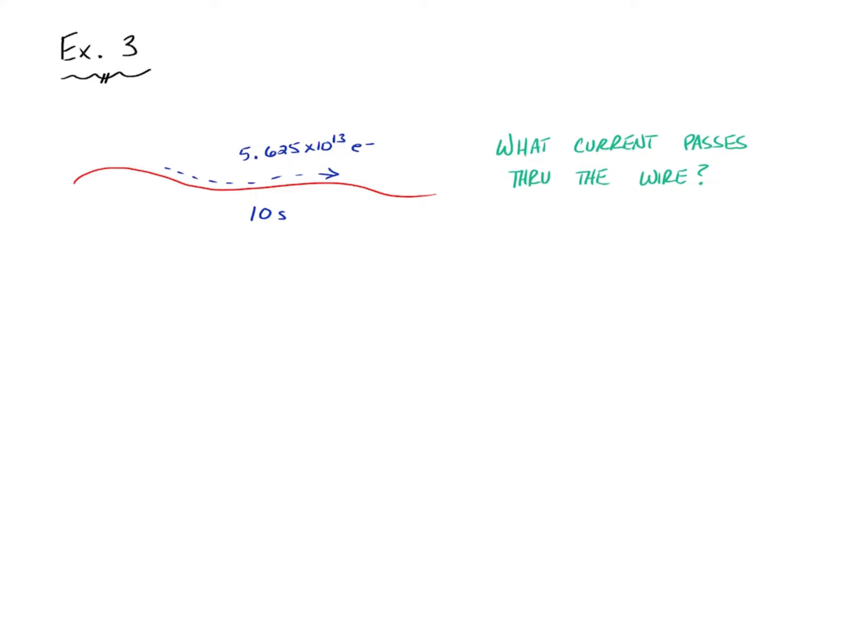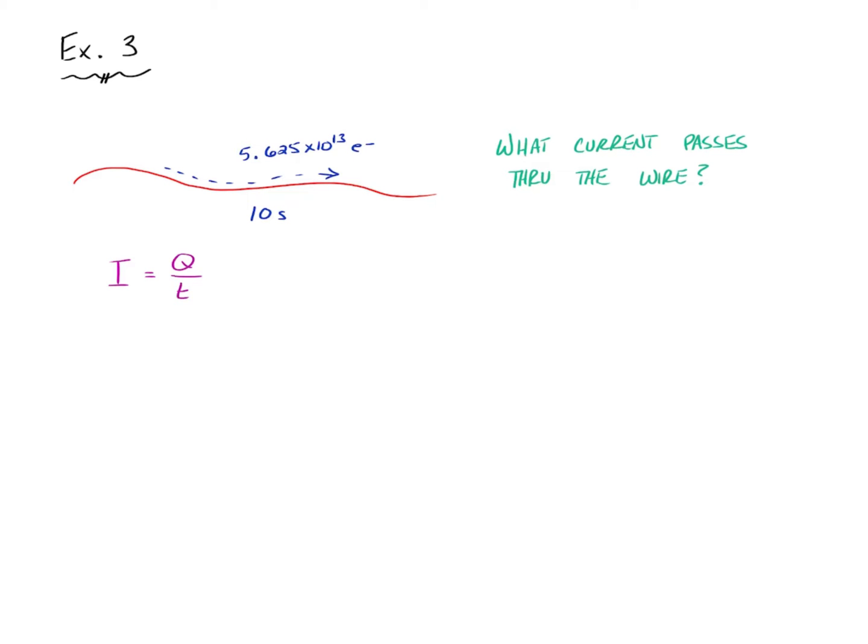In our last example, kind of bringing back some older topics, we are told that every 10 seconds, 5.625 times 10 to the 13th electrons pass through that wire. And they'd like to know what current passes through this wire. So we'll begin as if it was any other problem.